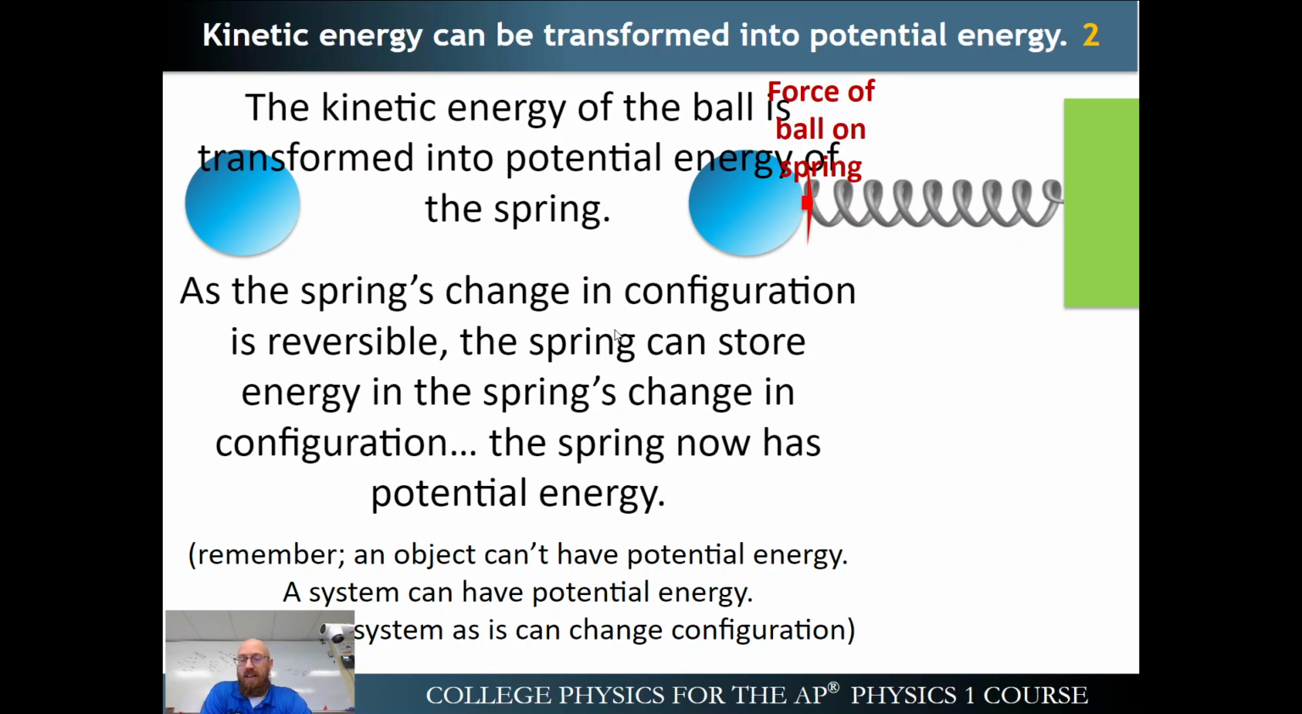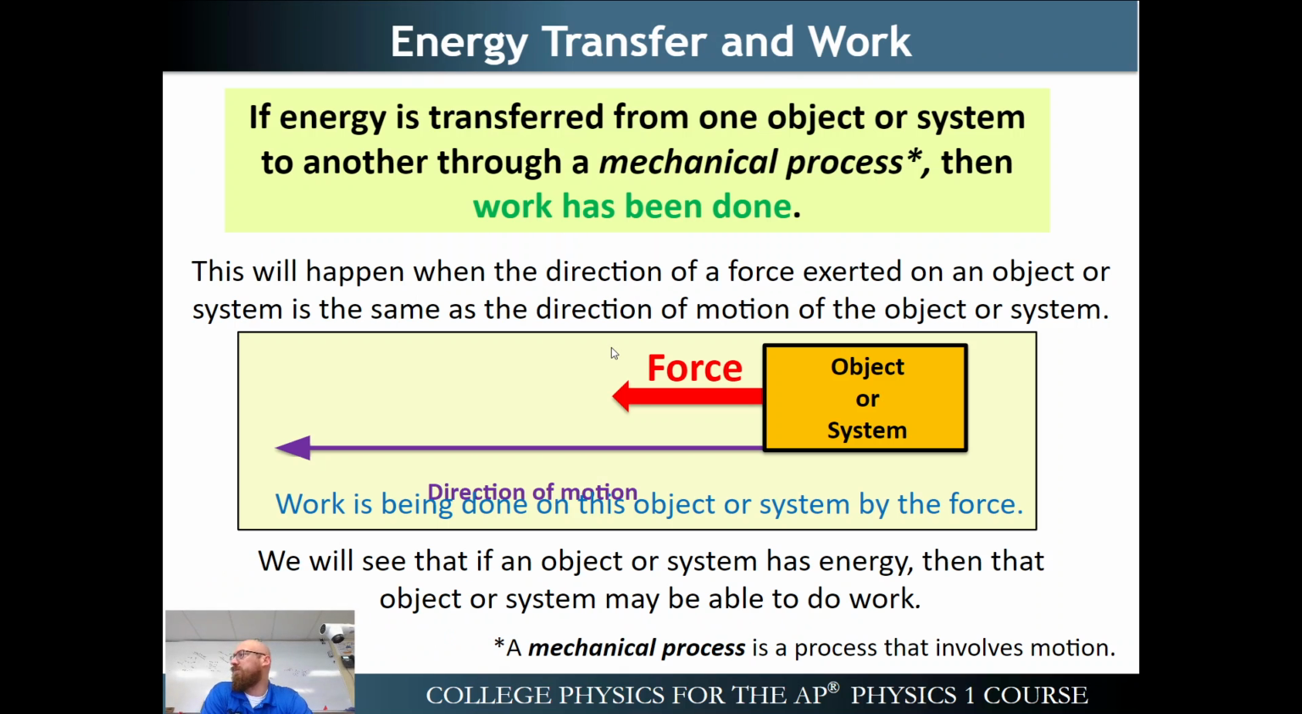So an object cannot have potential energy. There can be potential energy in the system, the total thing. And that'll become important. So if energy is transferred from one object to another, it has done work. And that's where our focus of this chapter is going to be.